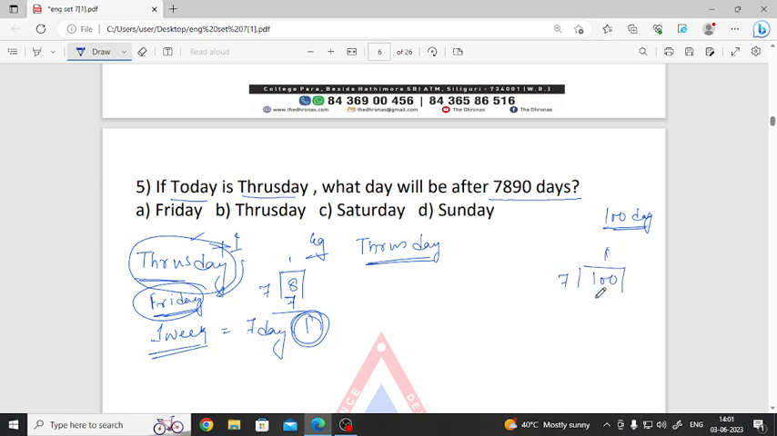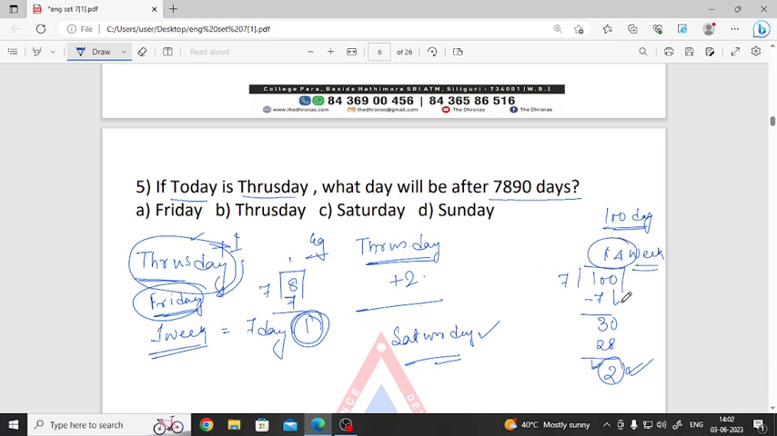If we divide it by 7, we get 7 1s are 7, minus, 3. This 0 comes down. 7 4s are 28. We get remainder as 2. That means this 2 is added with Thursday. Thursday after 2 days, what will it be? Thursday, then Friday, then Saturday. After 2 days, Saturday will be the resultant answer. Because we can see this is 14 weeks. So after 14 weeks it will be Thursday only. Plus 2 means Thursday plus 2, we are getting Saturday.